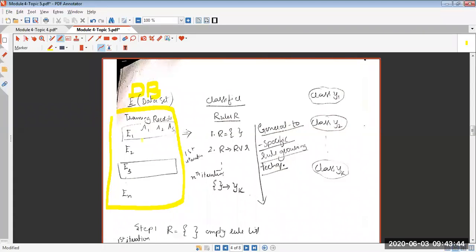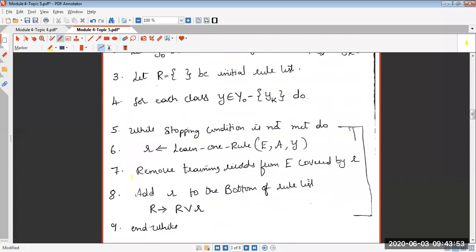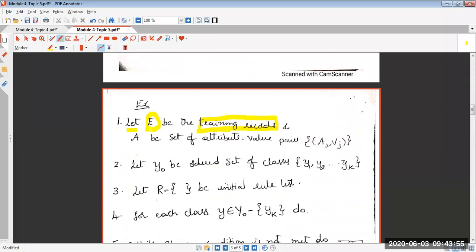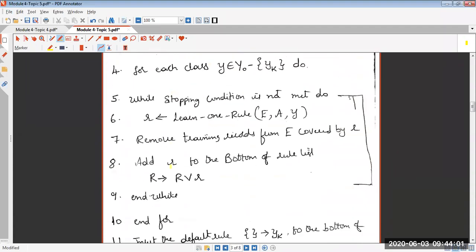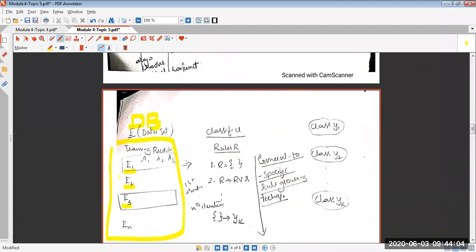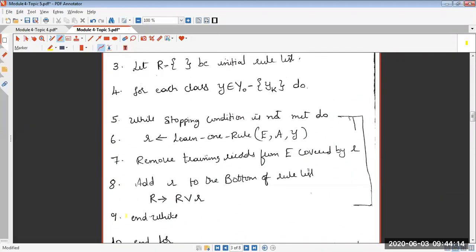Each and every record has been labeled as E1, E2, E3. Why have I labeled it as E1, E2, E3? Because the author in the algorithm has specified, let E be the training records. So I have taken a few records in the database, and labeled them as E1, E2, E3 up to En. If 10 records are there, it will stop at E10.